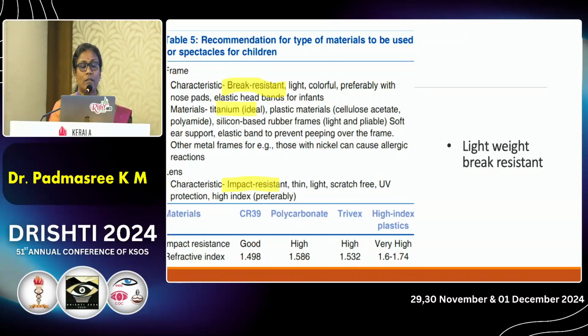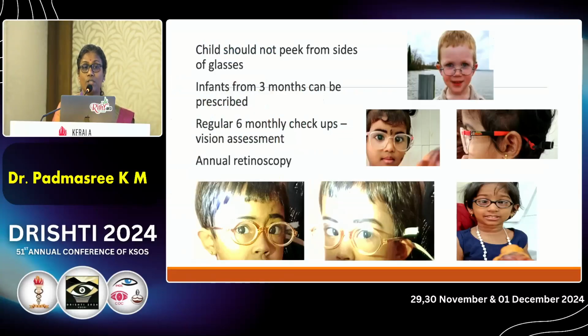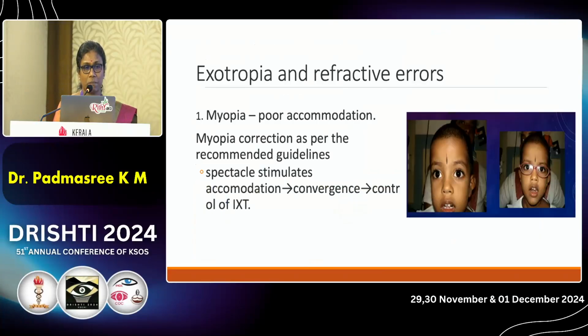The article also gives recommendations for the type of spectacles. They should be lightweight and break resistant. The child should not peek from the sides of the glasses. You can even prescribe for a 3-month-old child. Regular 6-monthly follow-ups for vision and retinoscopy are a must.